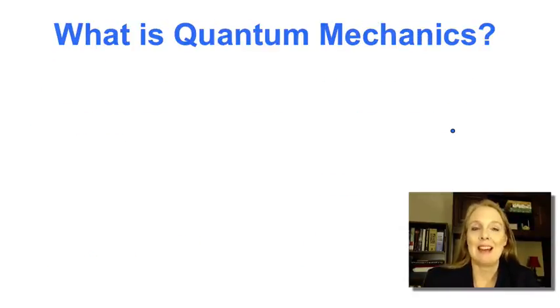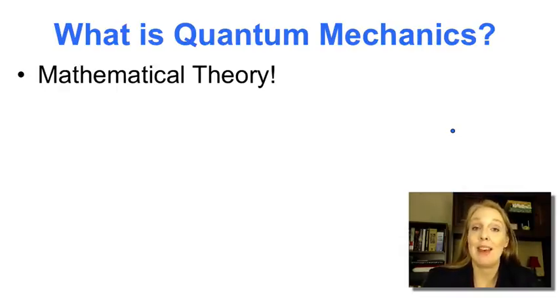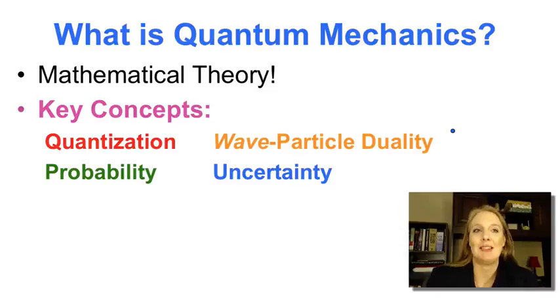So quantum mechanics is used to describe the behavior of objects that are roughly 10 billion times smaller than we are. It's a mathematical theory that has a lot of calculus and partial derivatives. You may or may not be comfortable with that, but if you're not comfortable with that, that's okay. This is an introductory class and we need to be using algebra. And what we're going to take from the quantum mechanics theory are these key concepts.